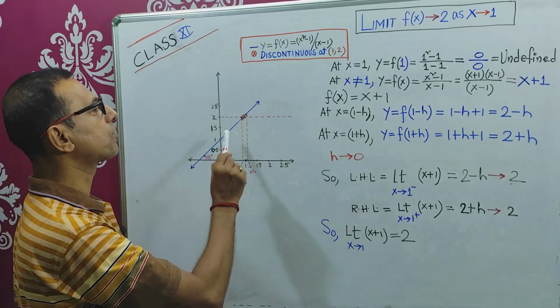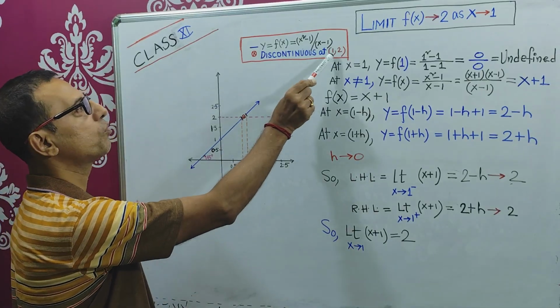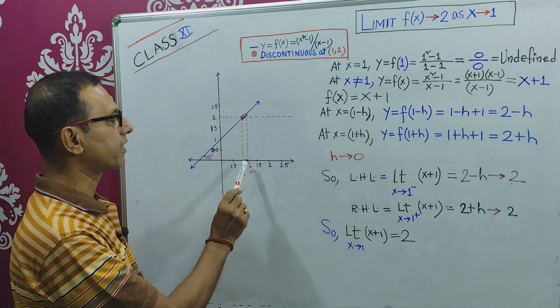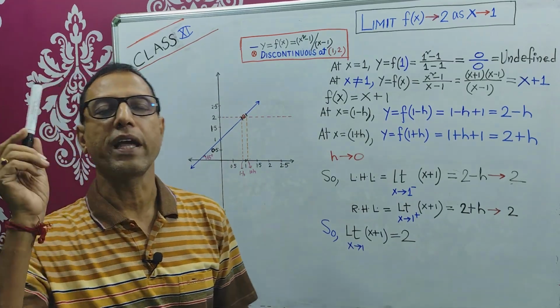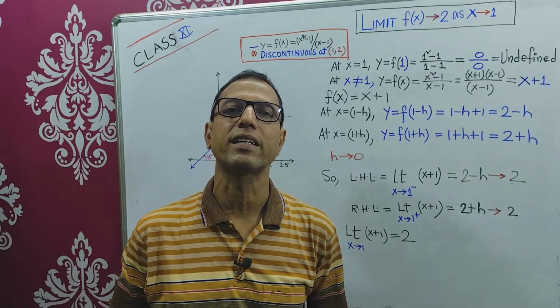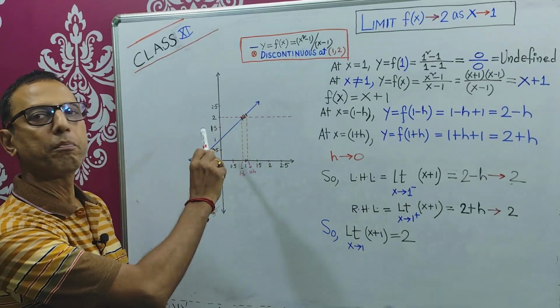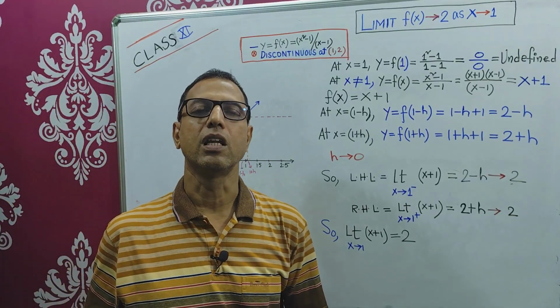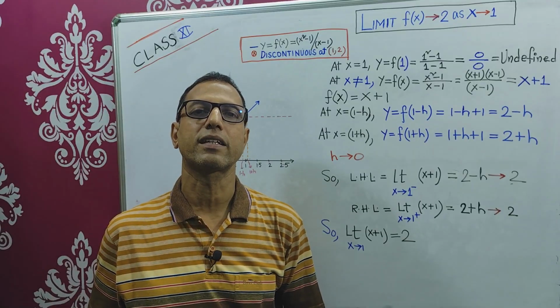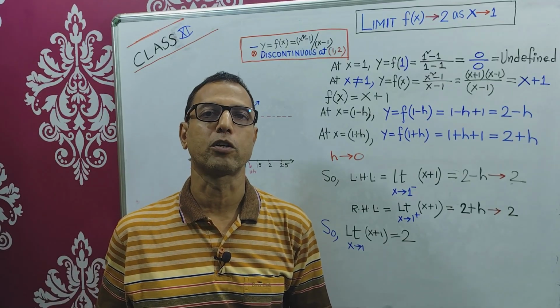So even though this function is discontinuous at (1, 2), the limit exists at that point. For any continuous function, the limit exists at any given point on that function. But for a discontinuous function, the limit may or may not exist at the break point, or the point of discontinuity.